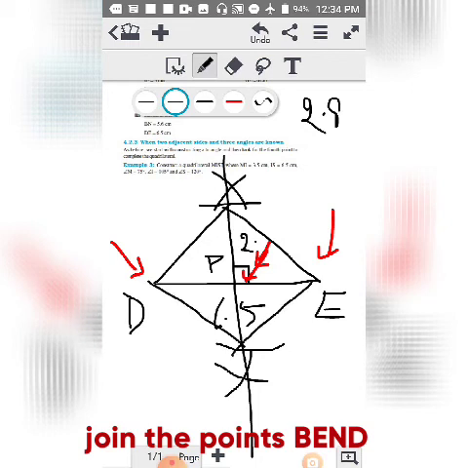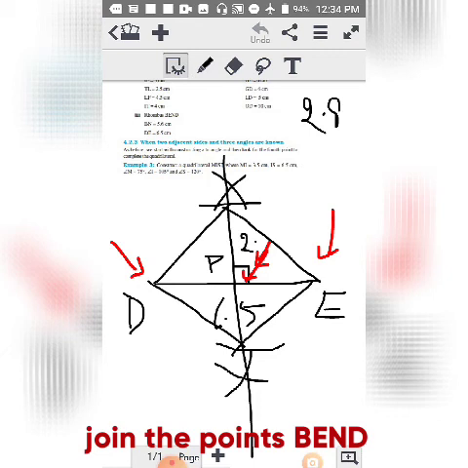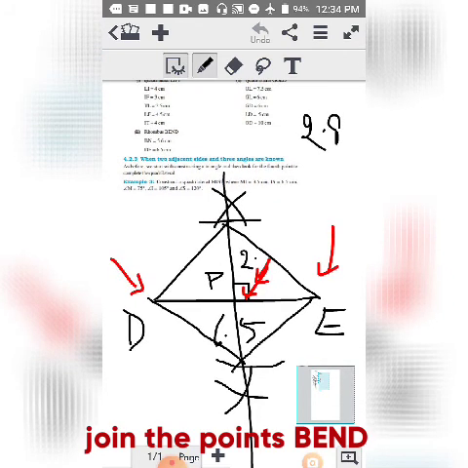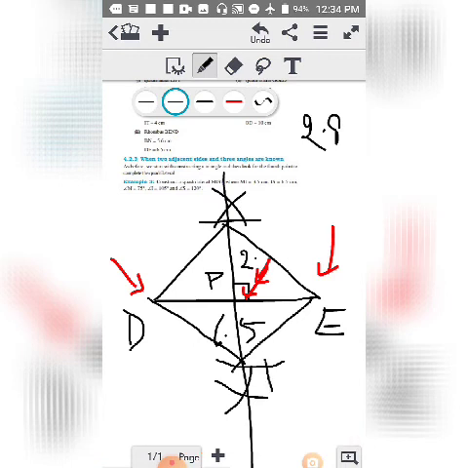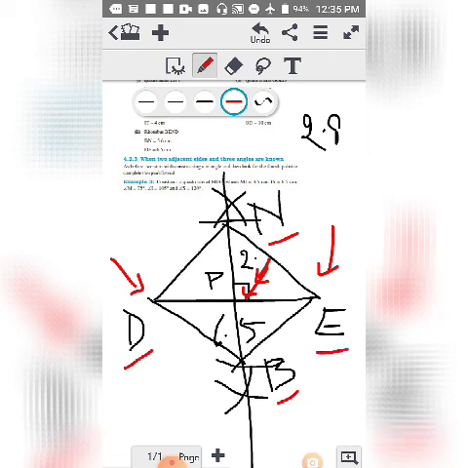So the quadrilateral, the rhombus name was BEND. So BEND. So I can call the points where I have cut. This point can be called B. This point is E. This point is N and D. So I have named 4 points: point B, E, N and D. So the figure is made in such a way.